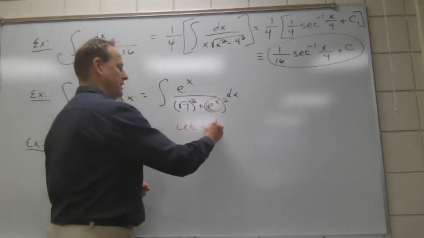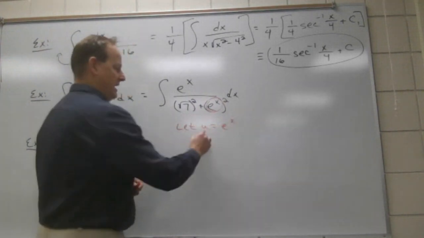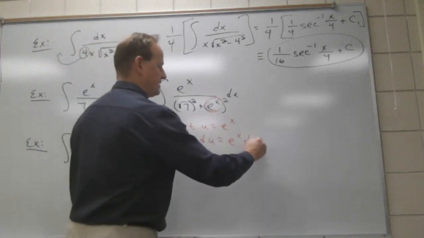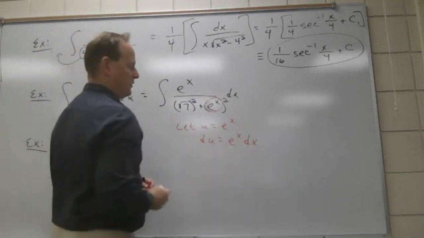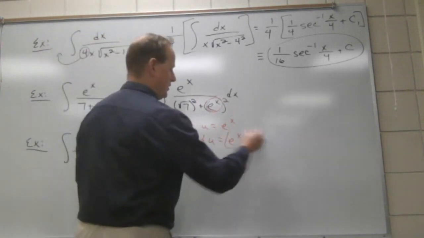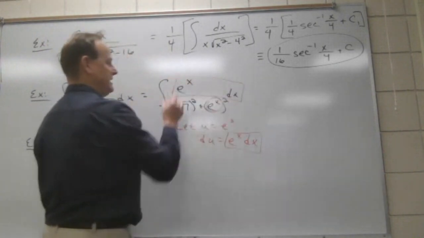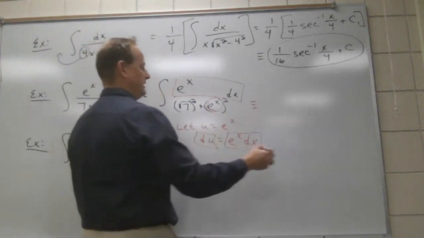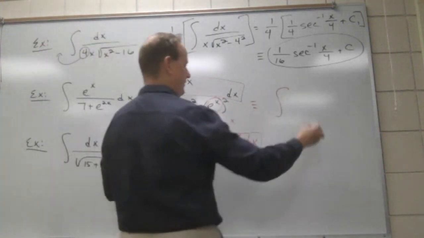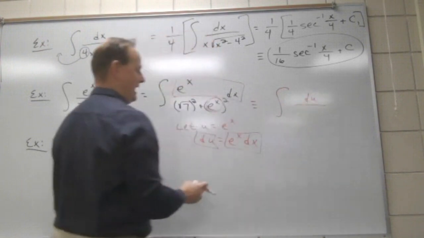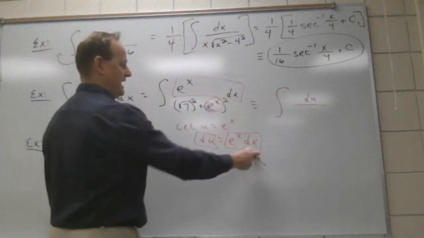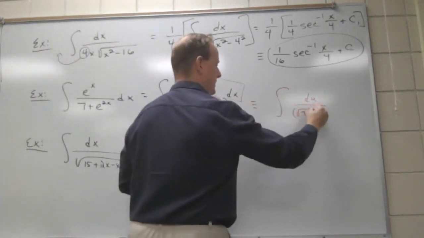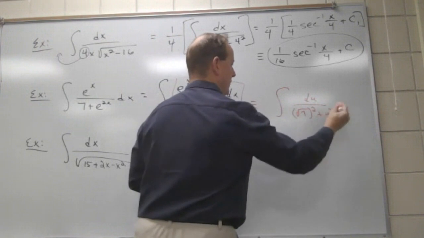So we're going to let u equal e to the x. And of course, that means du equals the derivative of e to the x, which is e to the x dx. So du equals e to the x dx, moving that over here. Then instead of e to the x dx, we can simply substitute in du. So this is equivalent to the antiderivative of du on top, instead of e to the x dx, and then on the bottom, it's the square root of 7 quantity squared plus u squared.